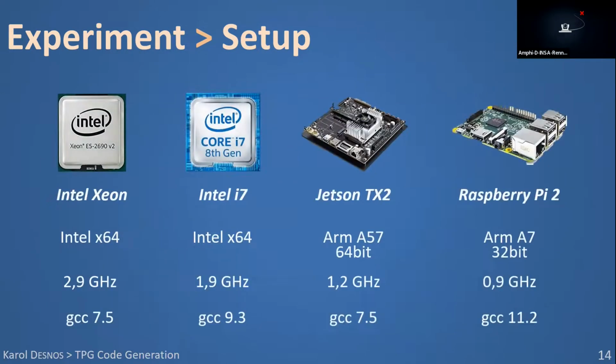We have deployed the generated code on 4 different hardware targets: an Intel Xeon processor, an Intel i7 processor in a laptop, and 2 embedded platforms, a Jetson TX2 without using the GPU. Once again, we are only using the multi-core architecture, and a Raspberry Pi 2 with a low-end ARM device.